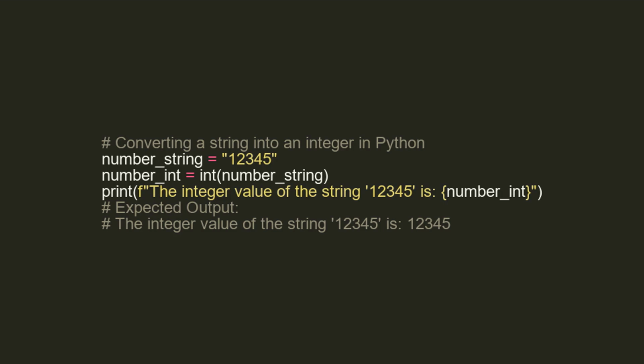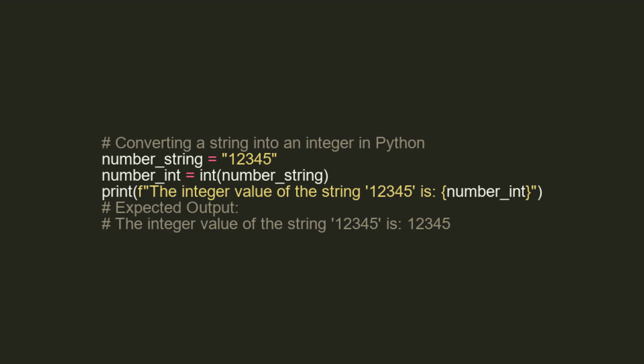To start off, we create a string variable referred to as number string and set it as 1, 2, 3, 4, 5. Following that, we are going to use the int function to convert this string into an integer. We assign a name to this new entity and call it numberInt.